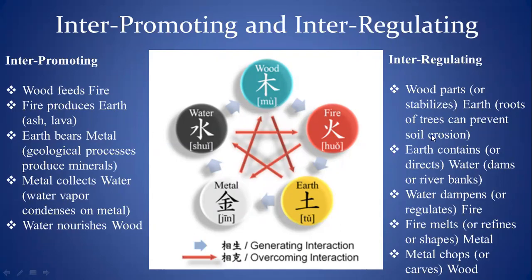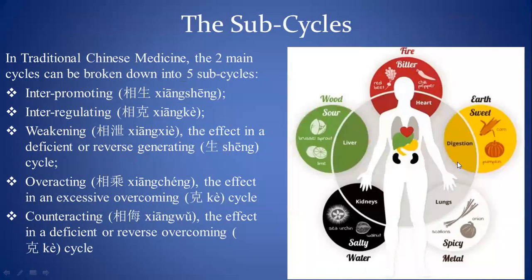So this is what happens when the cycle is in balance. The creation cycle becomes interpromoting and the destruction cycle becomes interregulating. But what about when things go wrong? Well, first, let's talk about all the different types of subcycles and what their Chinese names are. So you've got interpromoting, which is known as xiang xiang. So that's when the creation cycle is in balance. Interregulating, xiang ke, when the destruction cycle is in balance.